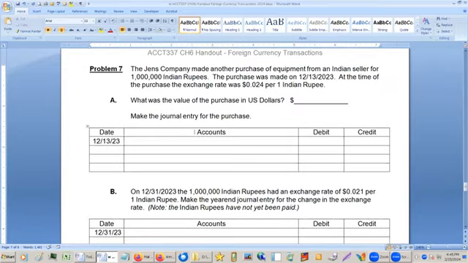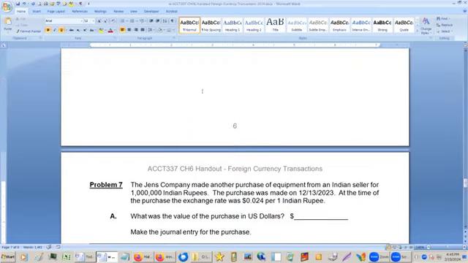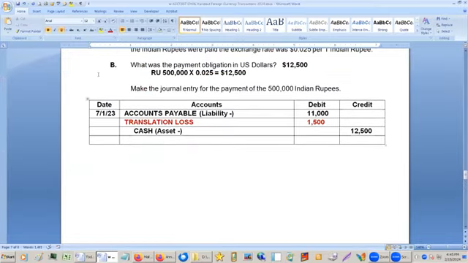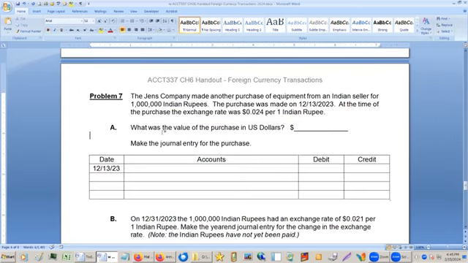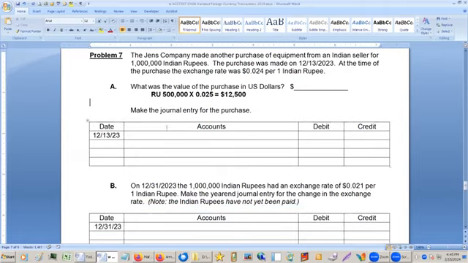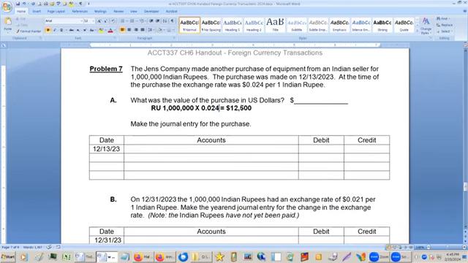Okay. Similar one. This one has a year end in there. All right, 1 million rupees. Just make them all a million or 100,000, nice round numbers. Okay, 24,000. See, that's why you should have all these.